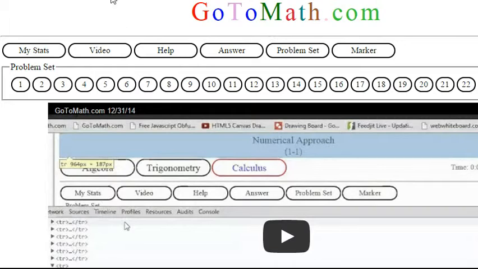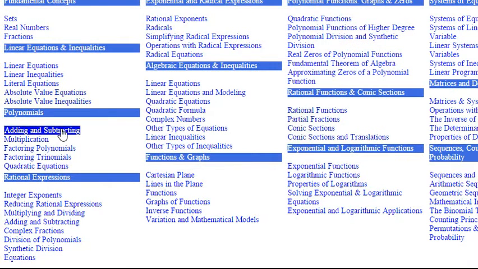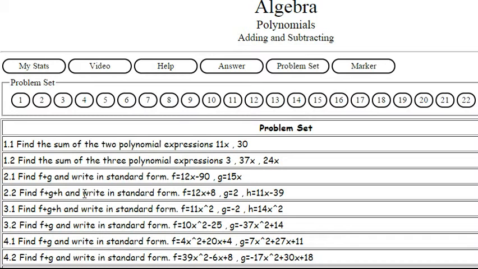Alright, we're over here at gotomath.com. Click on Algebra. Let's go down to adding and subtracting polynomials, 4.2.